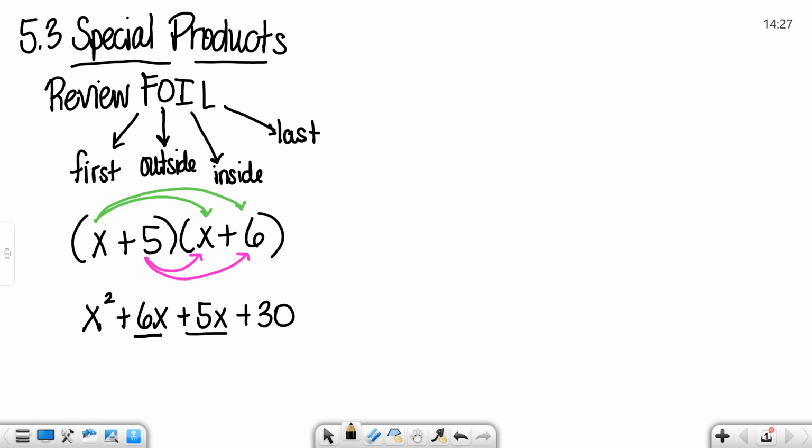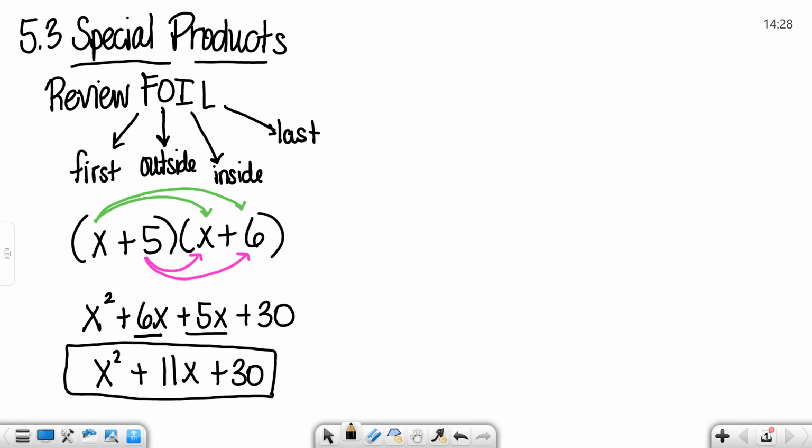All right, and the last step here would be combining any like terms. So our x squared does not have like terms, it comes down. 6x plus 5x is 11x, and then 30 doesn't have a like term. So this would be our answer for multiplying x plus 5 times x plus 6. So that's just a quick review of FOIL.